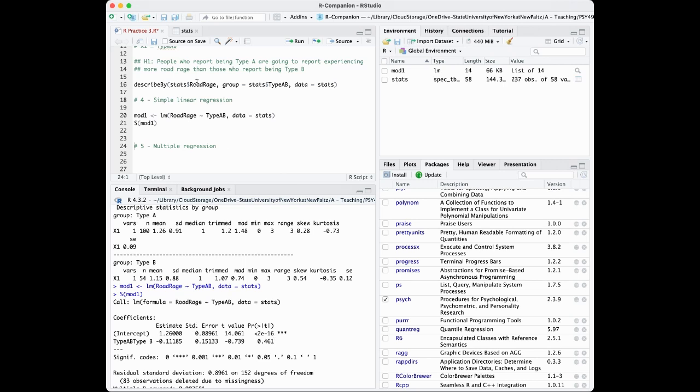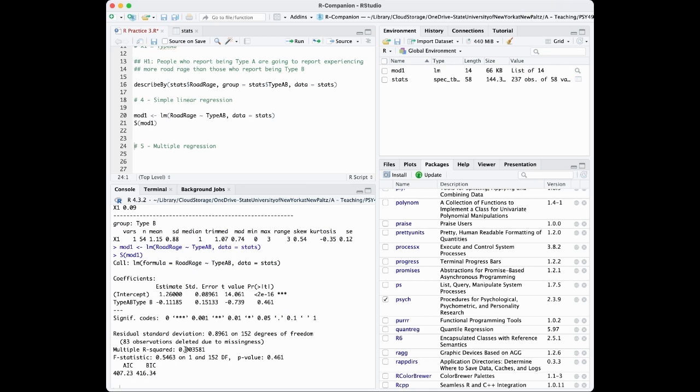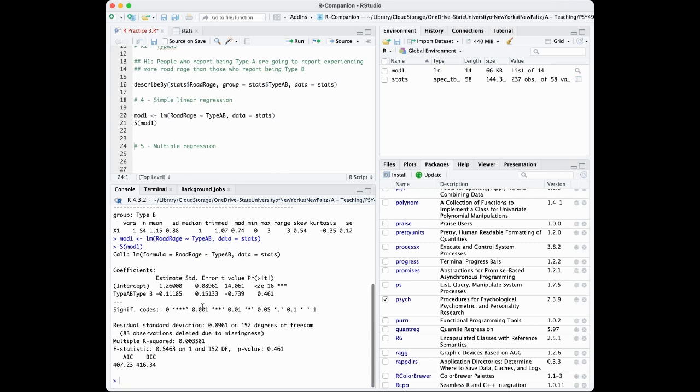Notice that my hypothesis was not supported. Even though it's in the direction we expected, and type B people did report less road rage, this coefficient is not significant. We can't trust that in the population of type A and type B people this would be different from 0. And our R-square is pretty tiny, 0.003. So we're only capturing about 0.3% of the variability in road rage based on whether somebody calls themselves type A or B. Not so great. Okay, so that's how we would do that.